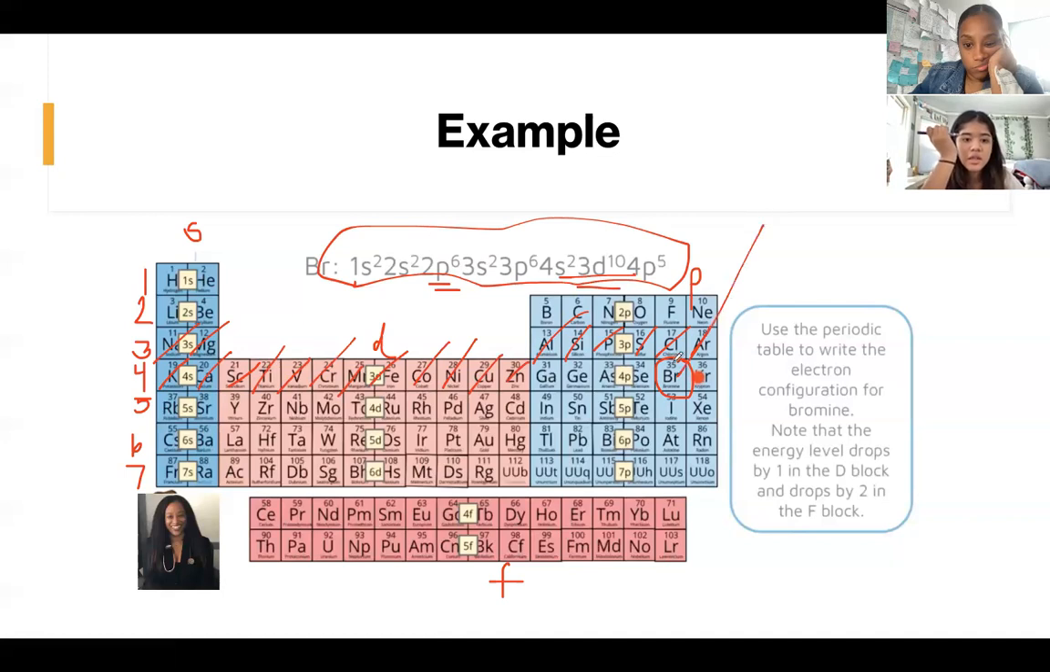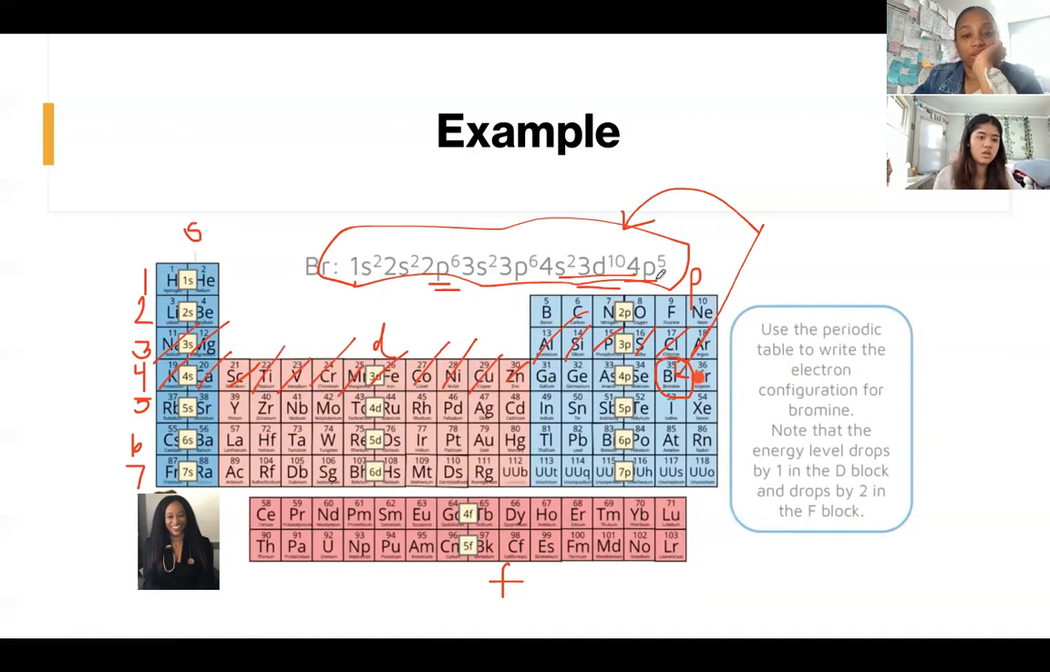And then you would go into the p section, but for p, you start from gallium, and you count 1, 2, 3, 4, 5. So it would be 4p5, because it's in the p section, and it's 5 spaces from gallium, because that's where it started. So it'd be 5. Okay, that makes sense.